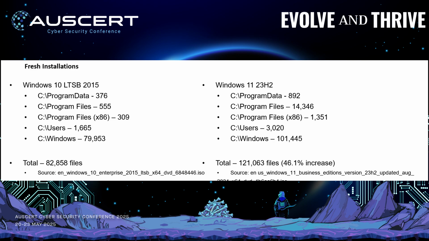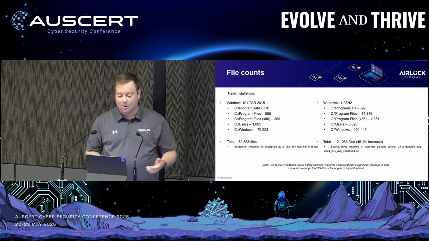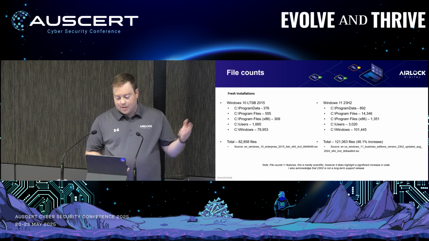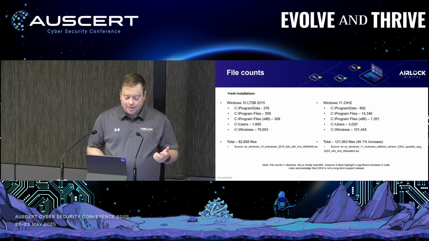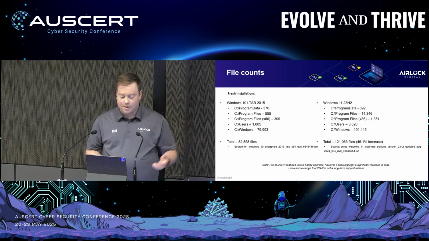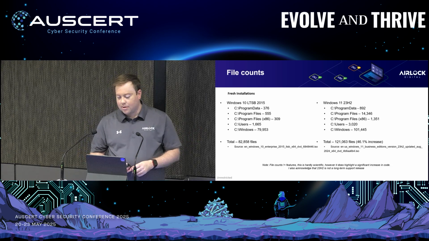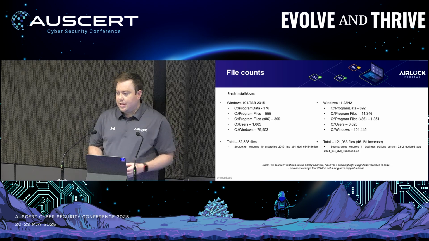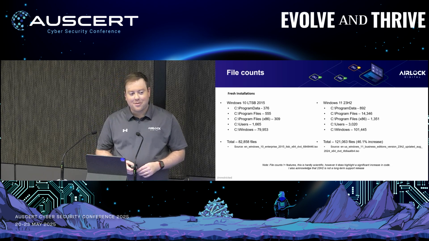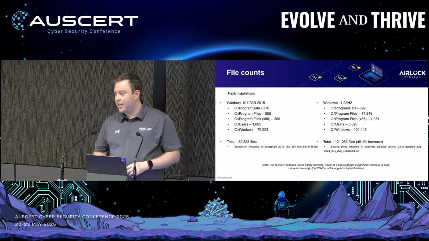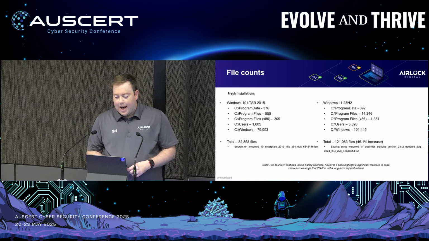That comparison is the reason this is such a hard problem to solve and to get control over some of our endpoints. This is just a rough count of the files on an operating system. Windows 10, the cut down long-term servicing branch, has 82,000 odd files in a few key directories: program data, program files, C Windows and C users. Just to clarify, this is very much not a scientific experiment. We took some ISOs off Microsoft's site, installed them, opened File Explorer and did a count.